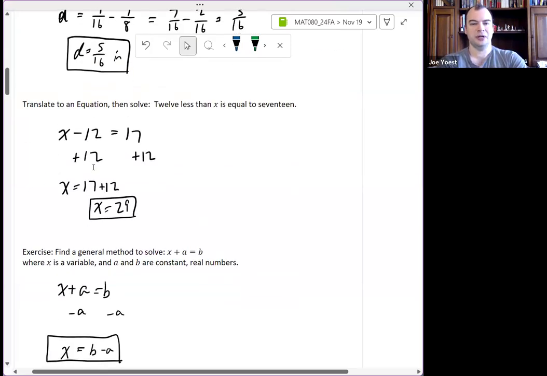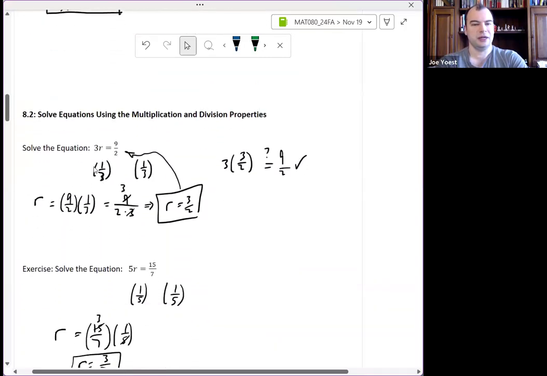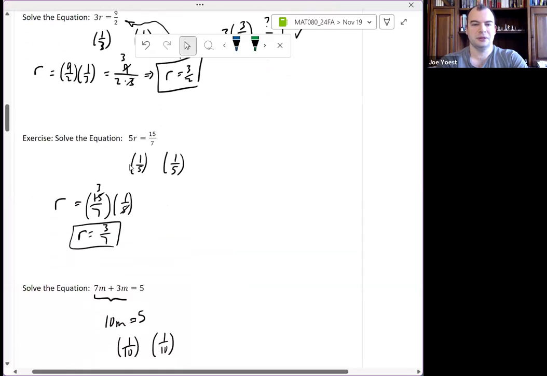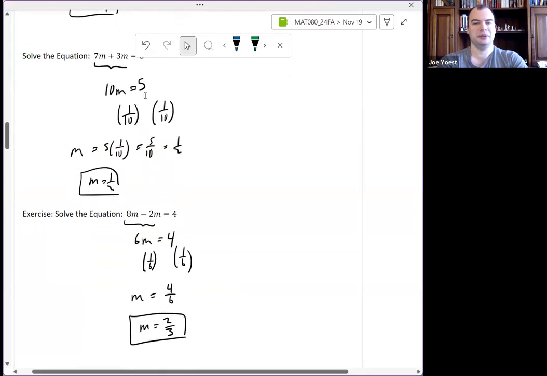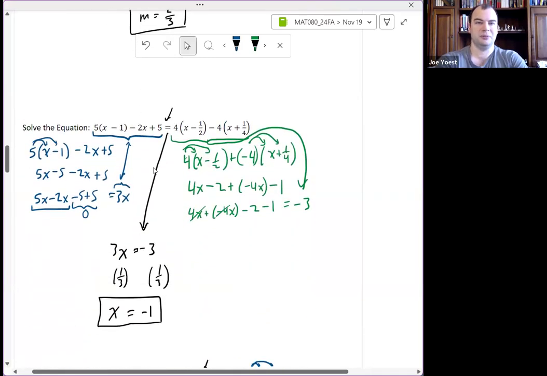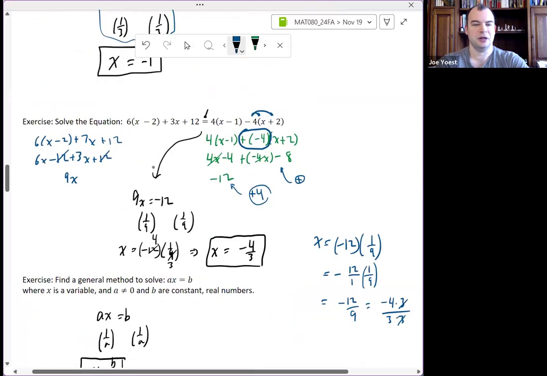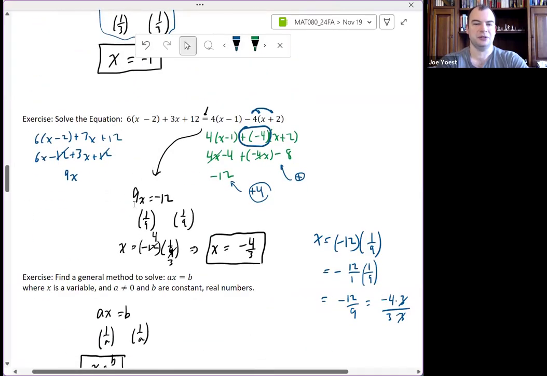Same thing here. I had to do one equation solving step, add 12 to both sides. Or here I had to do one equation solving step, multiply by 1/3 or divide by 3. You can think of it either way. Same here, one equation solving step, one equation solving step, one here as well. Here I had to do a bunch of simplification, but really just one equation solving step. Same here, a bunch of simplification, but it simplified down to where all I had to do was one equation solving step, one thing that I did to both sides simultaneously.